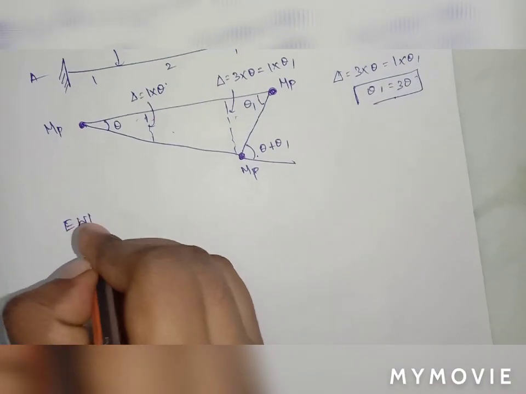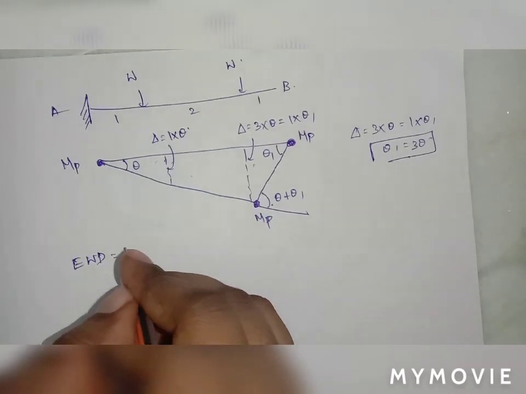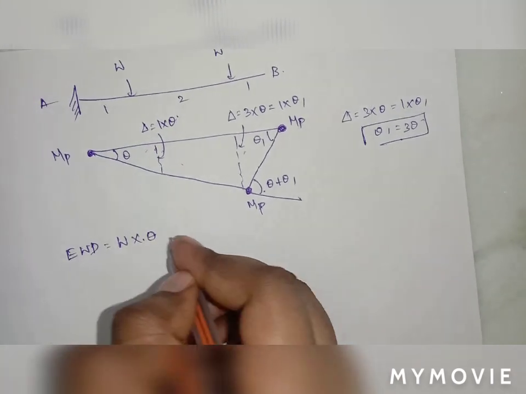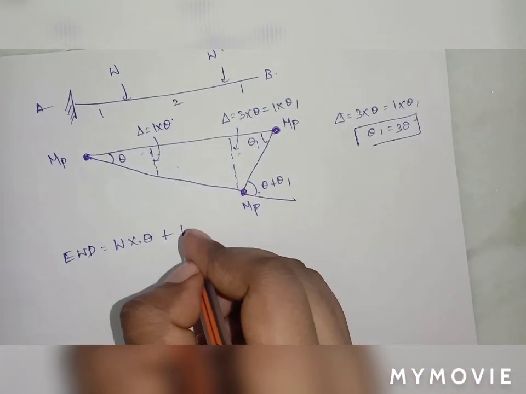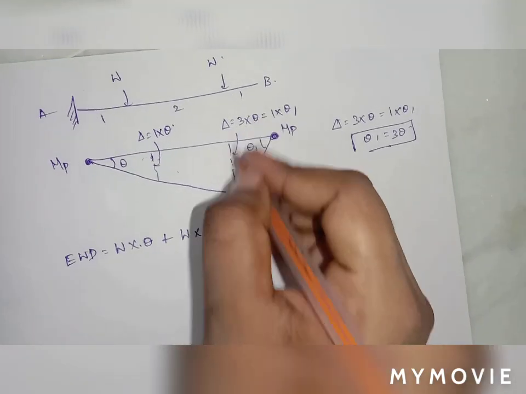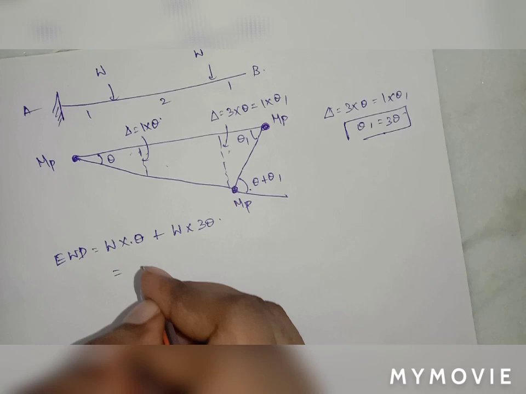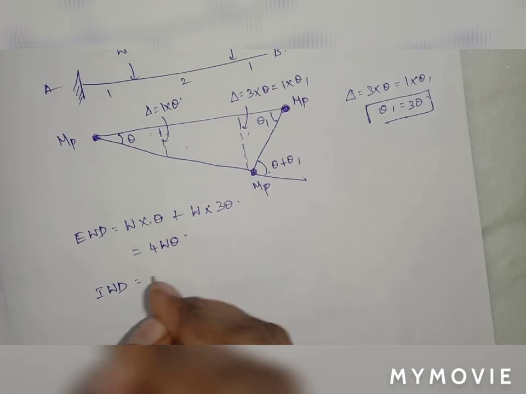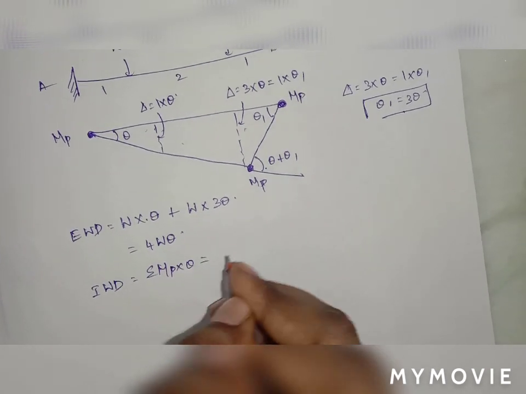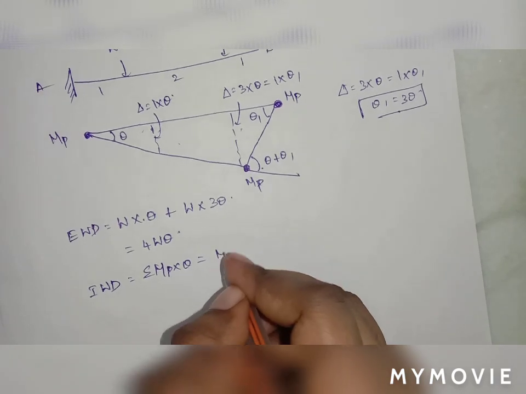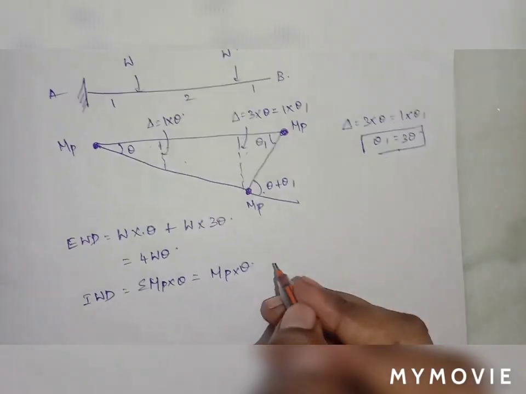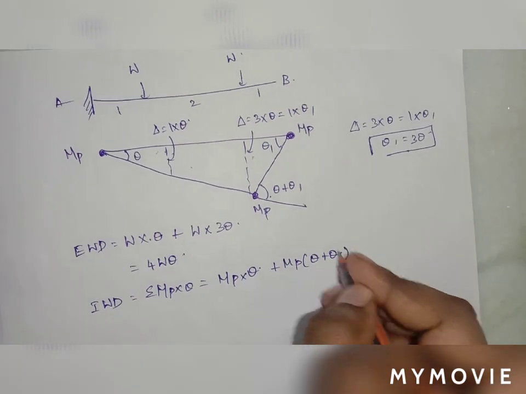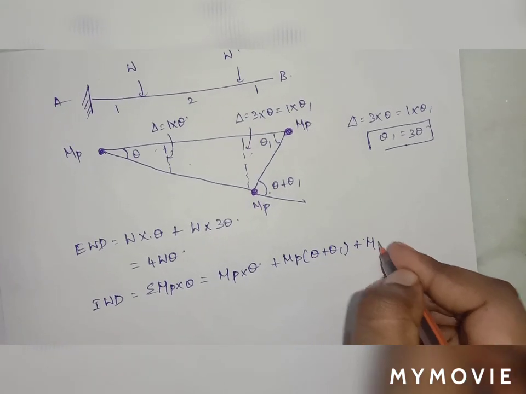Okay, so the next thing, external work done. External work done is equal to load into deflection, which is equal to w into the deflection. Here the deflection is equal to 1 into theta, that is equal to theta, plus w into the deflection at this point, which is 3 theta, which is equal to 4w theta. Okay, next thing, internal work done is equal to the sum of plastic moment into rotation, which is equal to mp into theta at the first hinge, second hinge mp into theta plus theta 1, plus third hinge mp into theta 1.